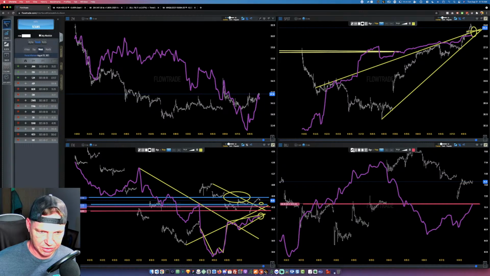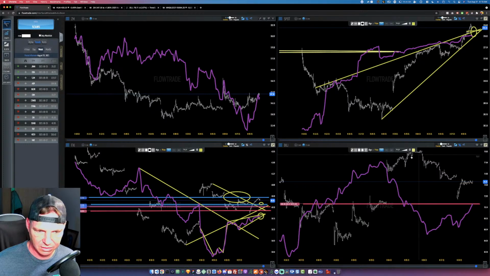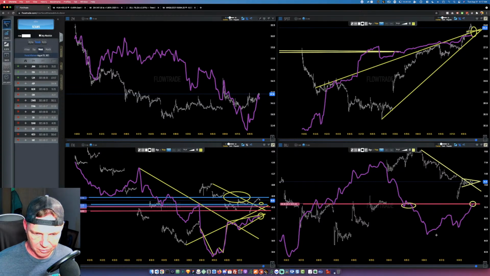So let's see, how do I want to show this? Crap, I'm running over. All right, see that little thing there? We're looking for the algo to break above. This divergence has played out. Can the algo get up there? The algo is moving in a generalized, wrong tool again.